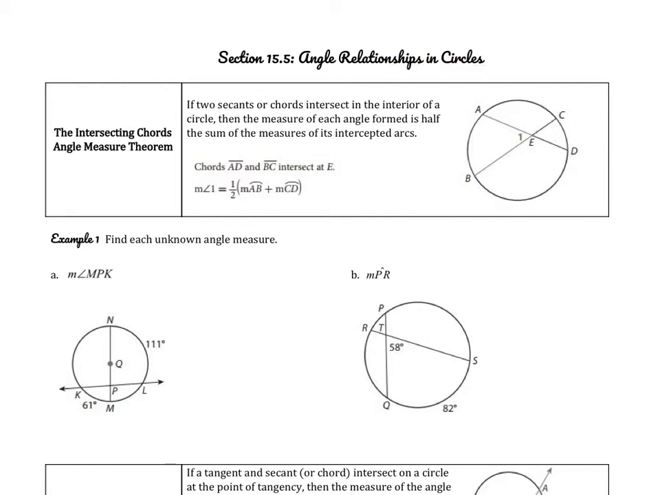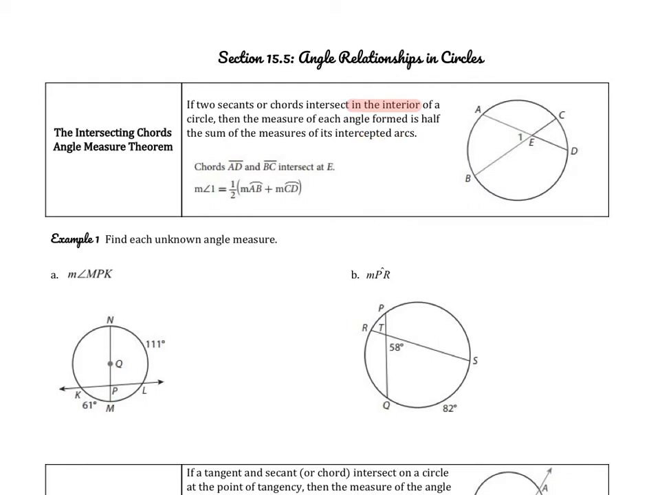Today we're going to learn about angle relationships in circles. First we're going to talk about the intersecting chords angle measure theorem. This says if two secants or chords, and you can see here we have two chords, intersect in the interior of a circle, then the measure of each angle formed, either angle 1 here or this one, they're vertical angles, so they should be congruent.